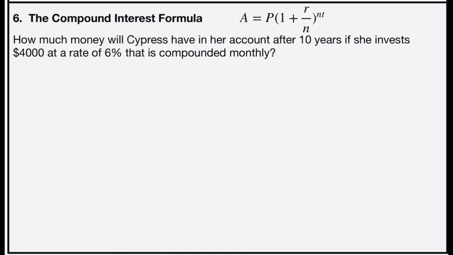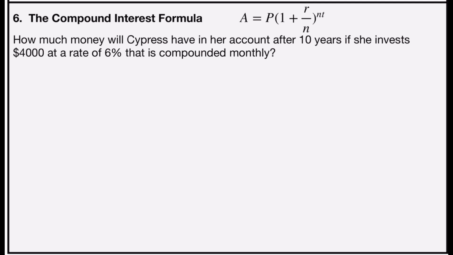Problem number 6 is the compound interest formula. It says A is equal to P times (1 plus R over N) to the NT. And the problem says how much money will Cypress have in her account after 10 years if she invests $4,000 at a rate of 6% that is compounded monthly.